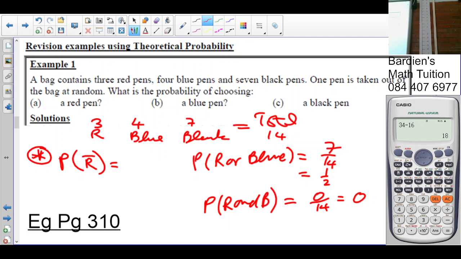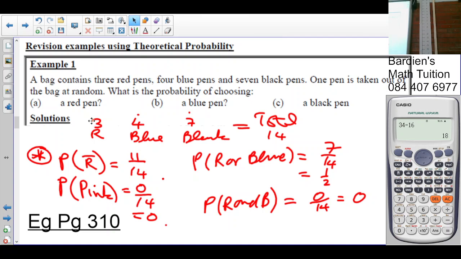So how many reds are here? 3. How many pens are not red? 11. 7 plus 4, 11. Nice. What's the probability of it being a pink pen? 0. Right, you guys understand? Then you must simplify.